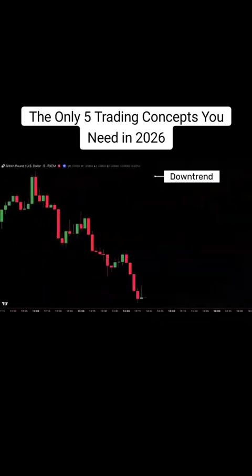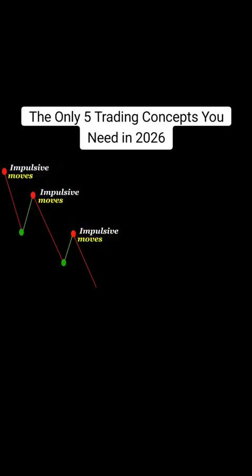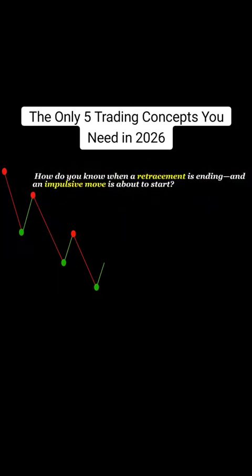A downtrend is simply the opposite of an uptrend. Price forms lower highs and lower lows, showing that sellers are in control and supply outweighs demand. Just like an uptrend, a downtrend moves in 2 repeating phases, but in reverse. Impulsive move, a strong sell-off in the direction of the trend. Retracement, a temporary bounce before price continues lower. Now let me ask you something. How do you know when a retracement is ending and an impulsive move is about to start?